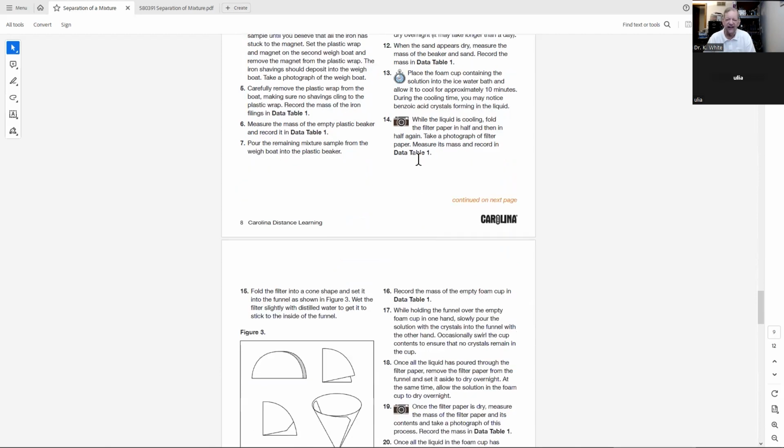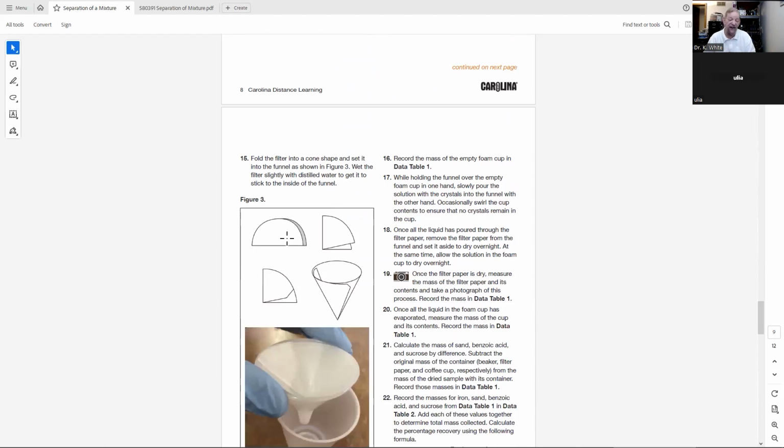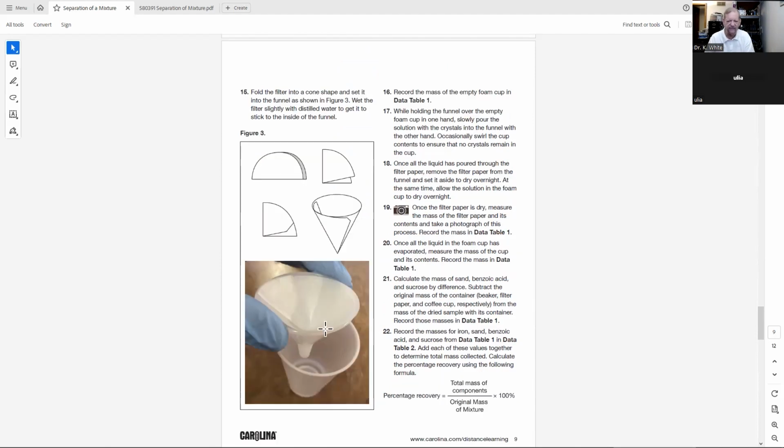You only have to take one picture during it. Now, I couldn't find my filter paper. You take the filter paper, which is a round circle, fold it in half. Then you take that half circle and fold it again. If you pull one of the edges out, you'll have a cone that fits in your funnel.